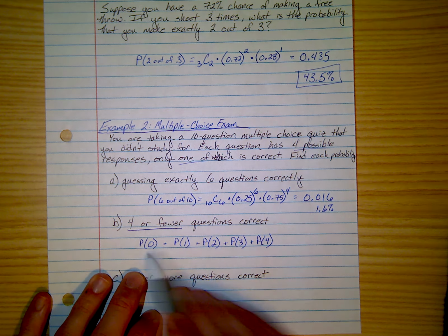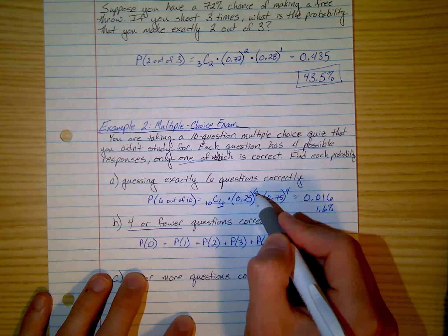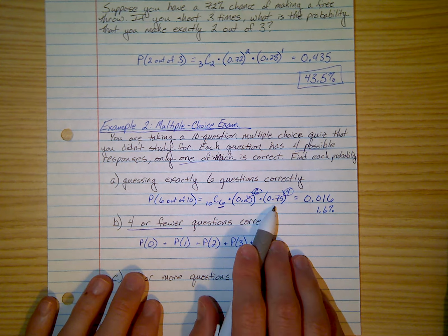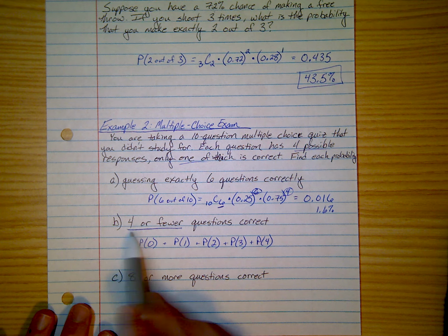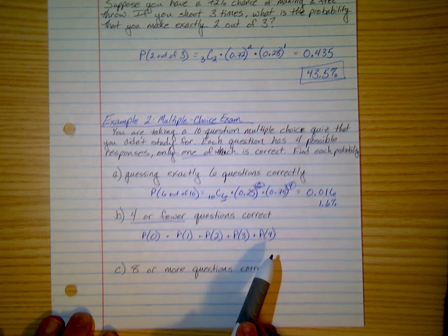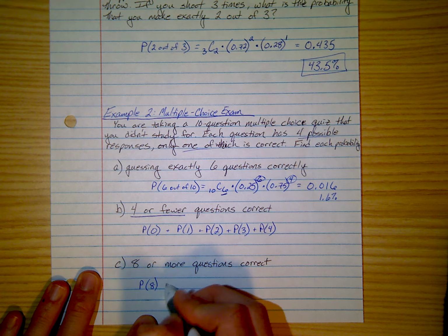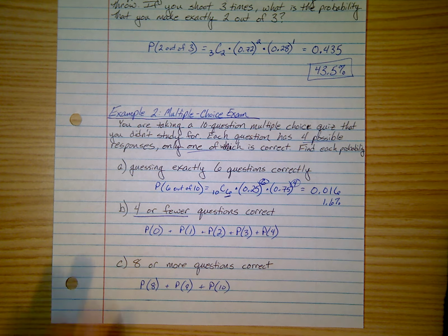So really, for each of these formulas, you can use the same basic template. You just change this number and this number, because the probabilities of succeeding and failing are going to be the same each time. But with 4 or fewer, you just have to add up all those different scenarios. Same with 8 or more: the probability of 8 plus the probability of 9 plus the probability of somehow guessing all 10 questions correct. So that's what you would be doing for these types of problems.